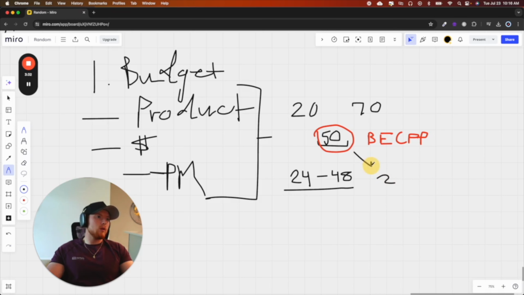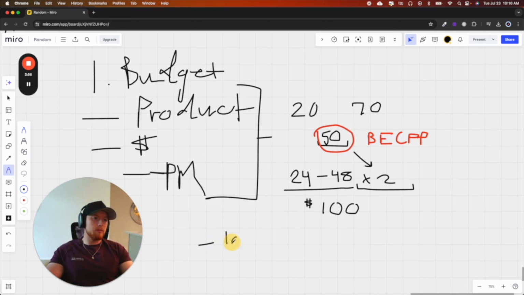So now we're going to look at, okay, what is our break-even cost per purchase, and times that by the number of days that we're going to be minimum testing this product for, right? So that's going to put us at $100 budget for testing. Now, this could then be spread across multiple campaigns depending on what you're testing, right?